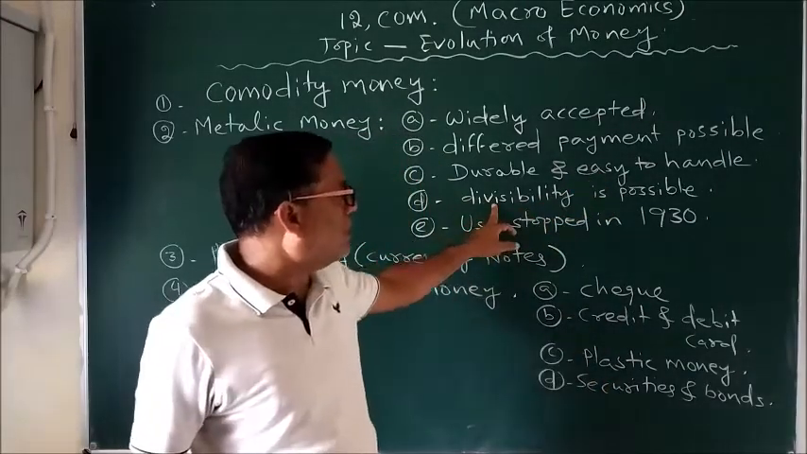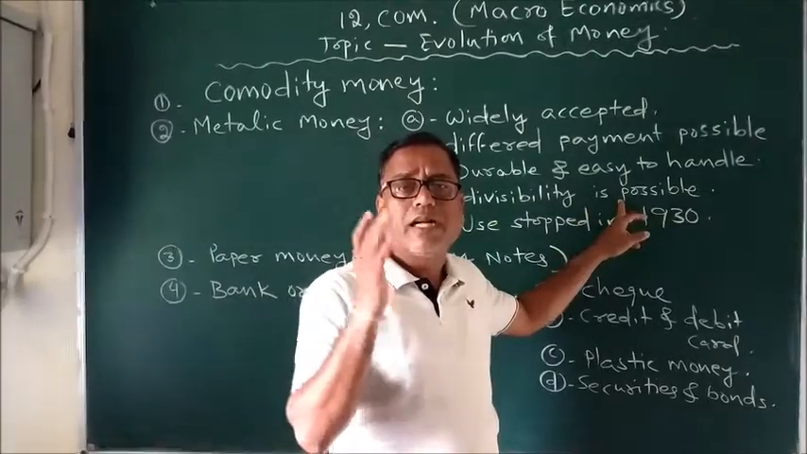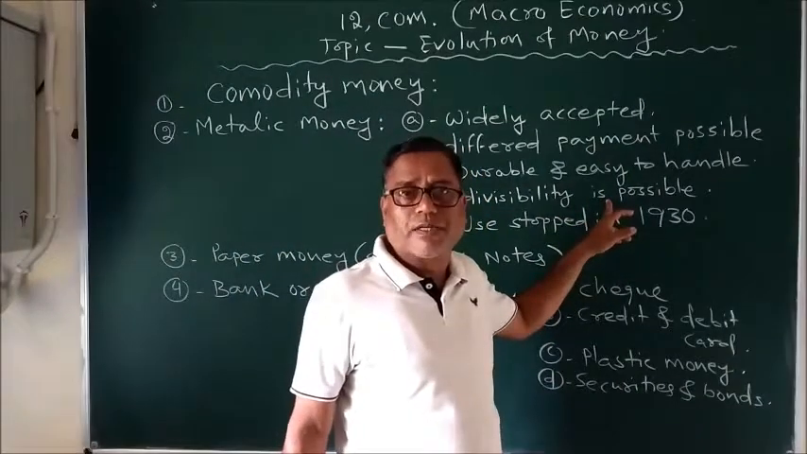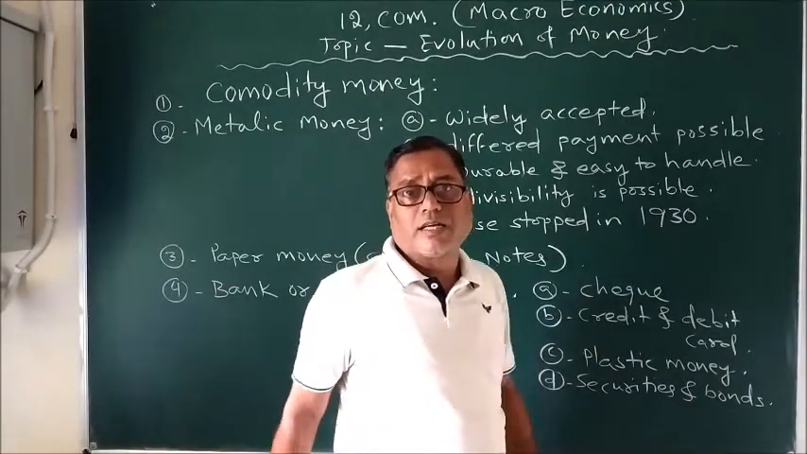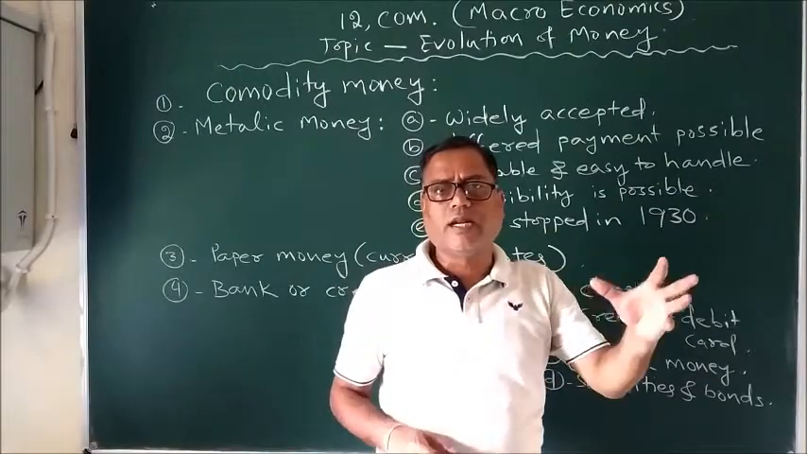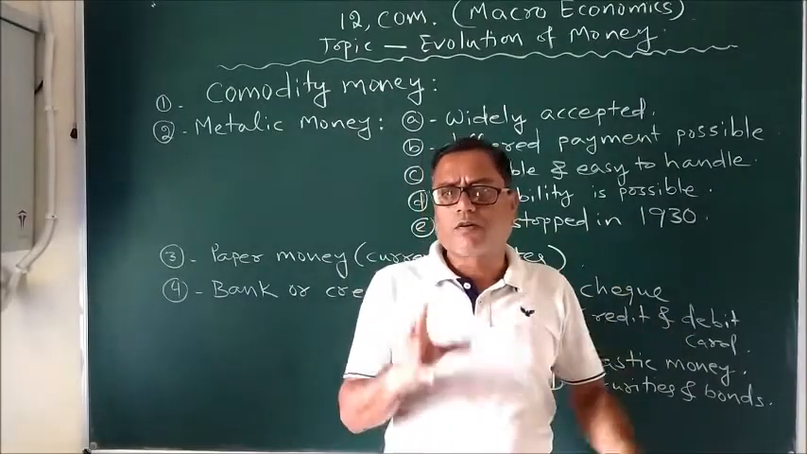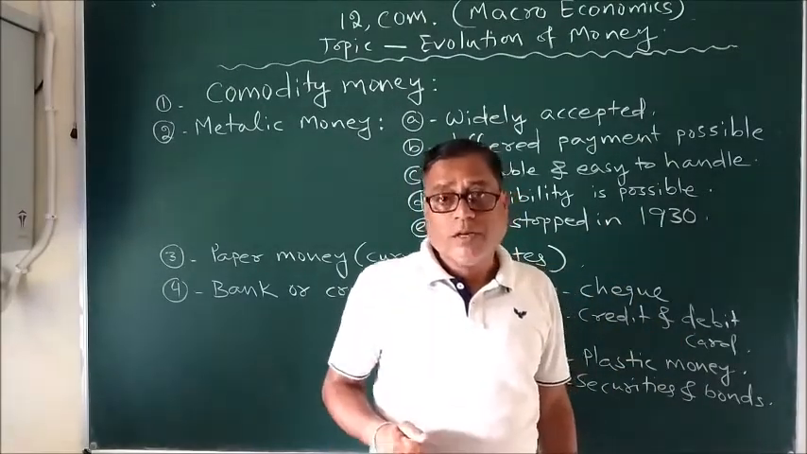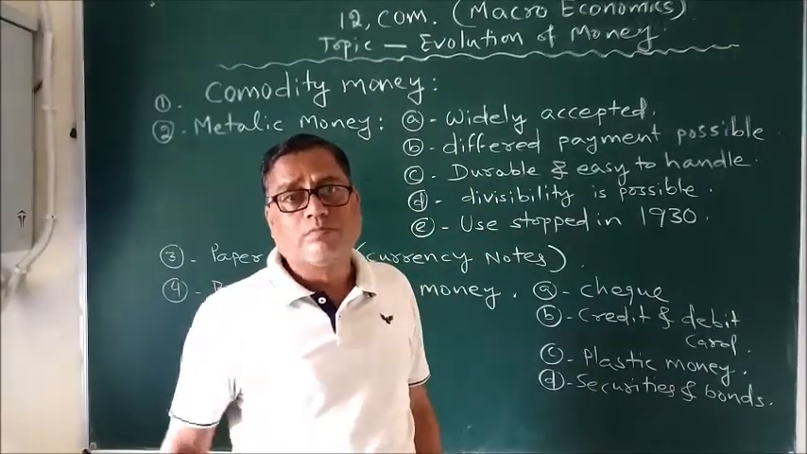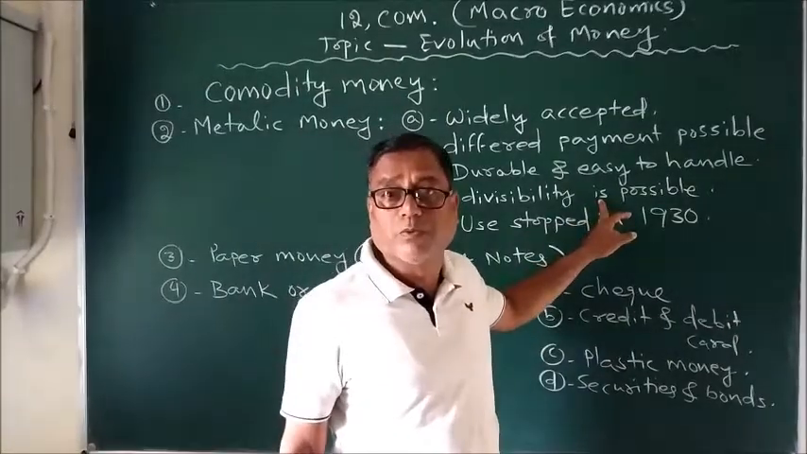Next point is divisibility is possible. This is one of the main drawbacks of a barter system, and in this way it was solved. Remember the example of hen and goat. Suppose the exchange rate between hen and goat is 2 hens for 1 goat, and I have a goat but I need only 1 hen, so I cannot pay half of the goat. Means divisibility was not possible there.